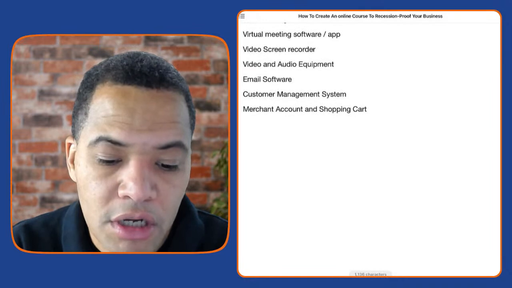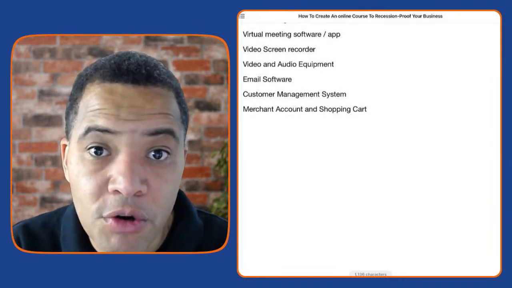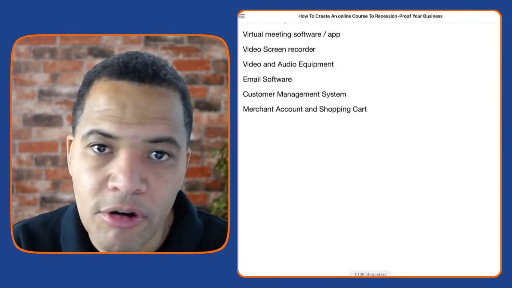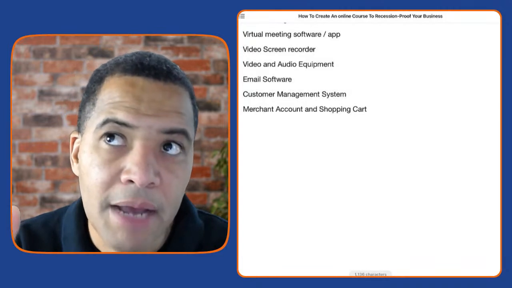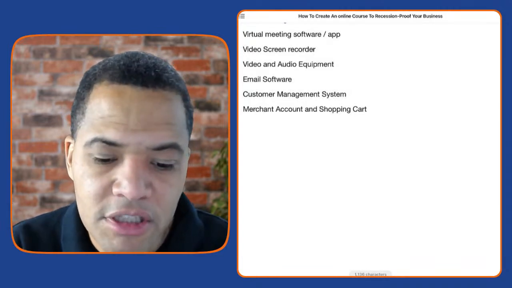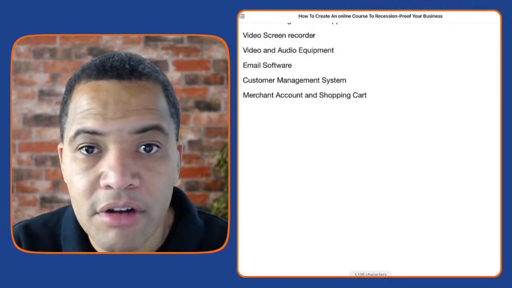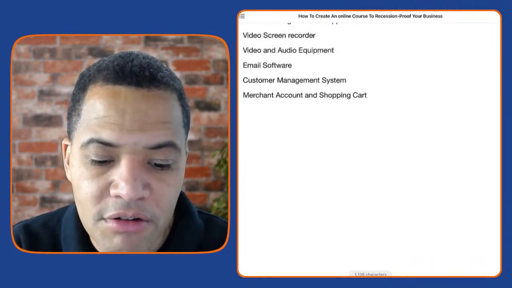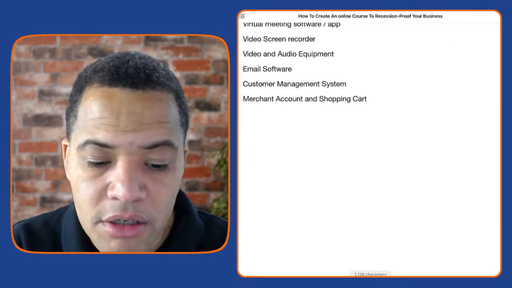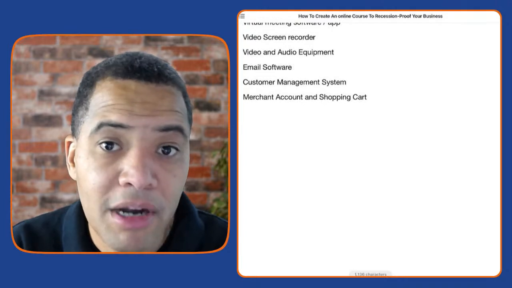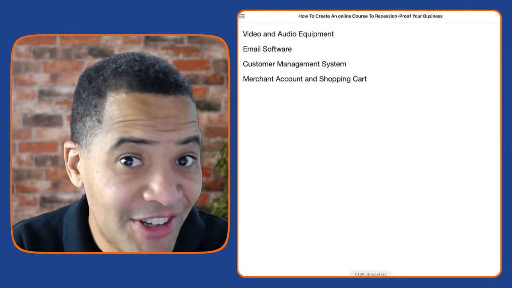You want to be able to screen record, so a video screen recorder. There are different programs out there. You can use QuickTime, which comes available on the Apple. There's Camtasia. There's ScreenFlow. There's a bunch of different programs that you can use. You're also going to need some video and audio equipment, and you might need some video editing software as well. You're going to need a good microphone and a good camera, so you look good and sound good. That makes you feel good too, right?